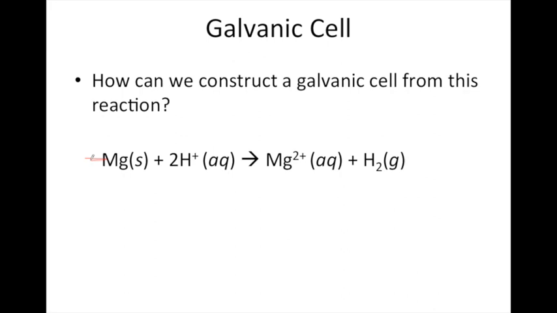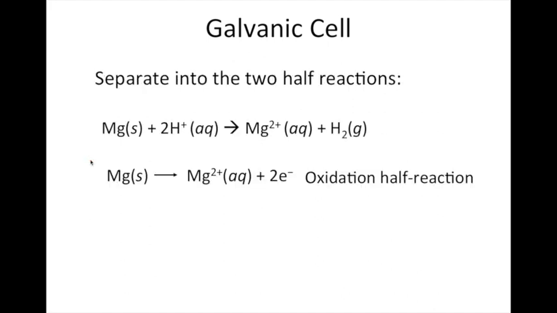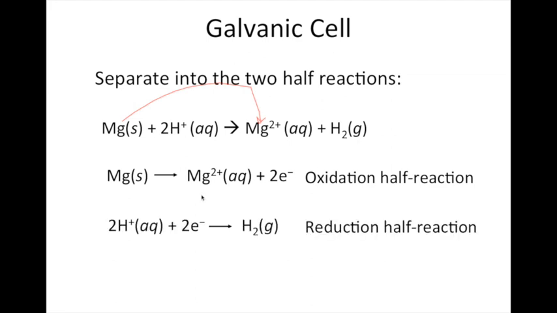So the first thing we want to do is break this into half cells. We can see that the magnesium is going from Mg solid to Mg2+, so it's losing electrons. So this would be my oxidation half reaction. And then for the reduction half reaction, I can see that the H+ is going to H2, so my oxidation number is going from +1 to 0. So here we have a reduction half reaction. So let's separate it into its two half reactions, and then let's convert it into a galvanic cell.